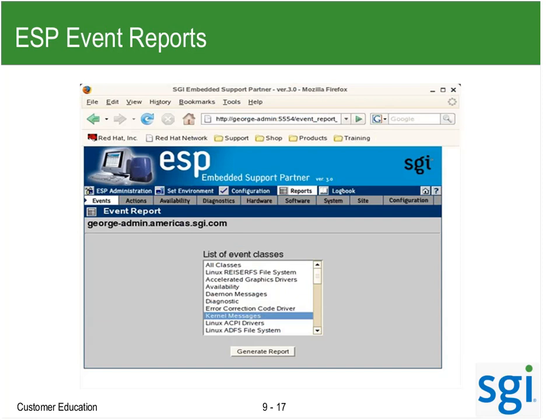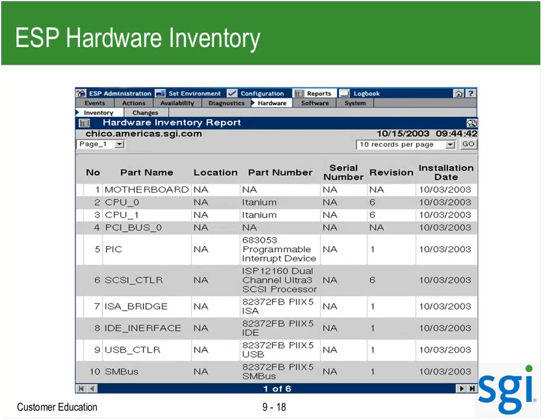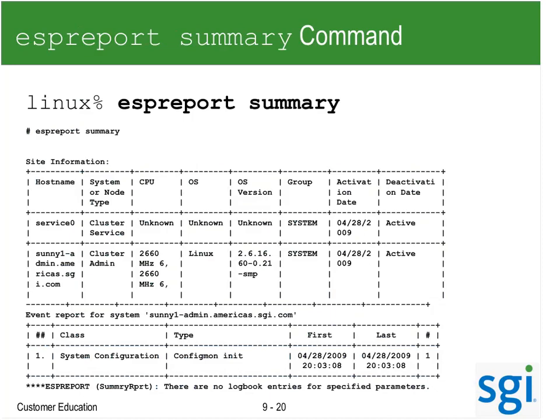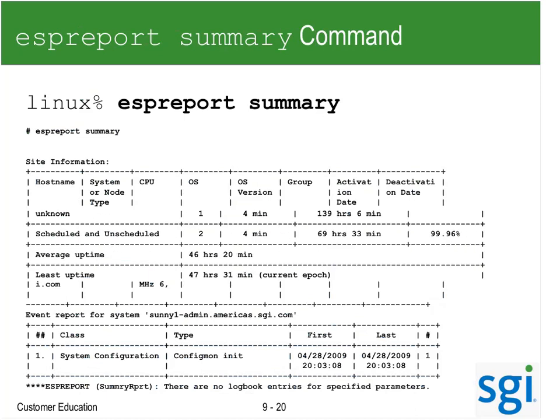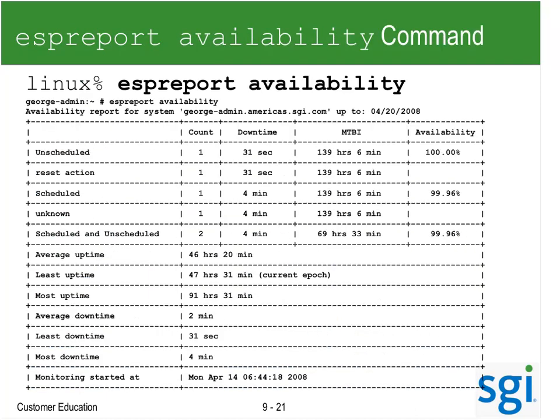And I actually went into an ESP event report. So here I've gone to report events and kernel messages, and then I can get a report out. And kernel messages is var/log/messages. Also went into reports, hardware inventory. Here we get part numbers and things of that sort. There's an ESP report command, so here I'm doing a summary. And that will basically give me a summary of the system. And then the availability report telling me how long I was down, how long I was up, that sort of information.